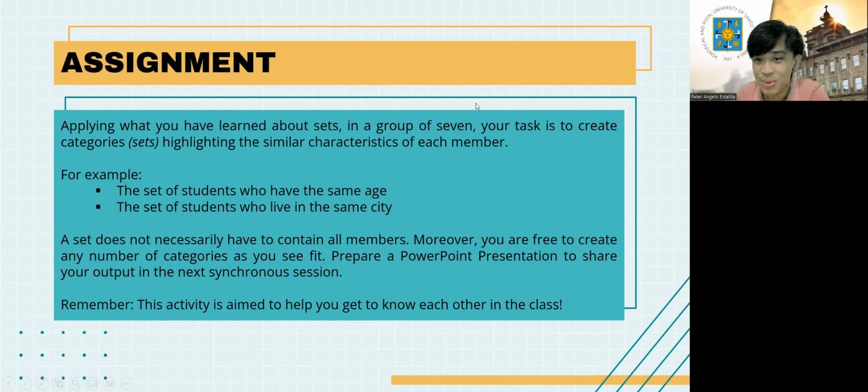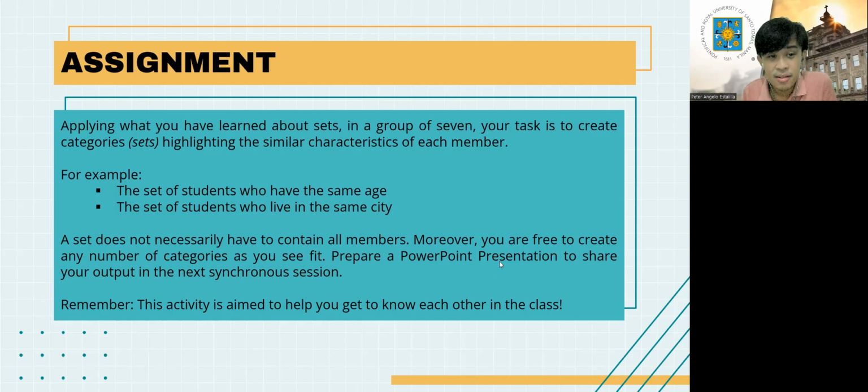All right? Sige, any questions before we end? Kailangan po ba ng pictures? Not necessarily, pwede namang names na lang, pero nakadepende sa inyo. Mas maganda kung may pictures, of course. You're welcome. Yan, may question pa ba? Ilang categories? Kahit ilan. Kahit ilan. You are free to create any number of categories as you see. Gusto nyo, bonggahan nyo, ramihan nyo, 10. Kung ilan nyo kaya. Basta ang goal natin is magkaroon tayo ng categories na ma-highlight yung similar characteristics ng bawat member ng isang group.